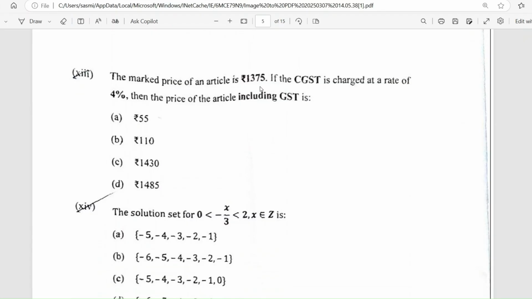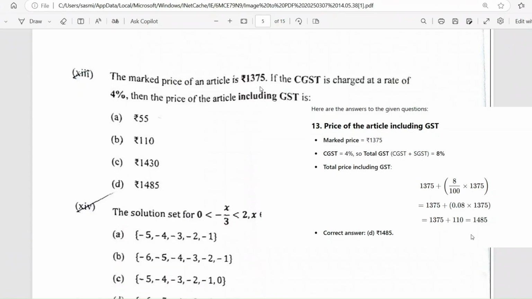CGST is given as 4%. Total GST is CGST plus SGST, and CGST and SGST are equal. This is 4%, so SGST is also 4%. So total GST is 2 times 4, that is 8% of MP. MP is here 1375. The price is 1485. So the correct answer is D. Option D is your correct answer.